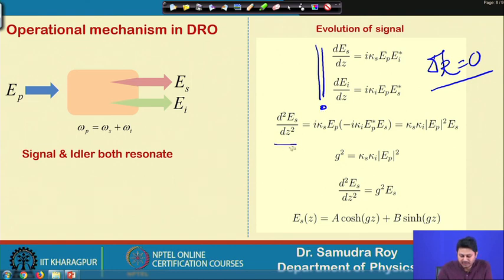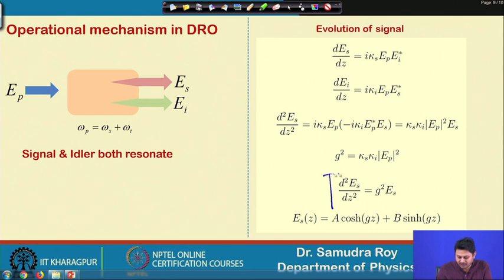And now, d2Es/dz2 is i k s E p multiplied by the derivative of this quantity, and this derivative can be represented here with a star. So that is why minus i k I E p star E s one can write. This treatment we have done in the previous class also. And then we will find kappa s kappa I E p square E s, which is a constant. This portion is a constant. And finally, we come to this equation that we have shown in the previous class also. So this is the evolution equation of E s.